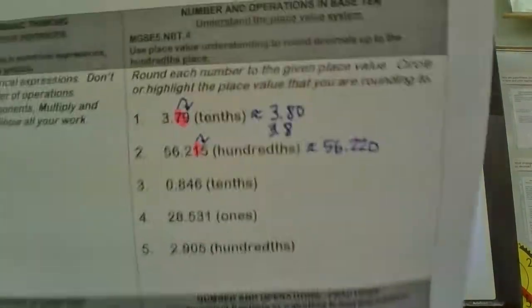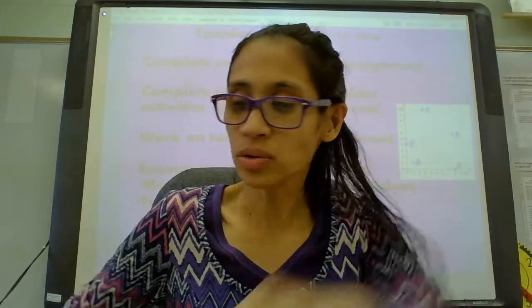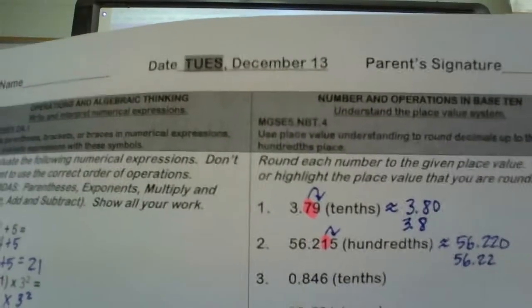Let me write it down. 56 and 220,000 just like that. And remember that 0, we can drop that 0. We're going to drop that 0. 56 and 2200s. Bam, just like that.